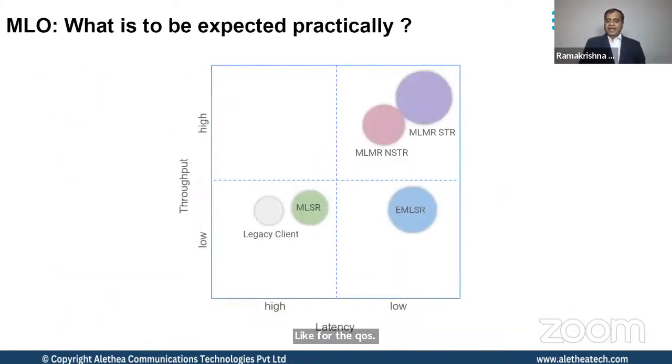What is to be expected practically? Now this chart shows who's doing what. MLMR STR would provide higher throughput and lower latency. MLMR NSTR also would provide slightly higher throughput, and probably it will perform a little less compared to MLMR STR. EMLSR would provide lower latency, but no increase in throughput. MLSR would also provide some advantage in lower latency, but no increase in throughput. The legacy client obviously is behind MLSR. So this is what is expected practically.